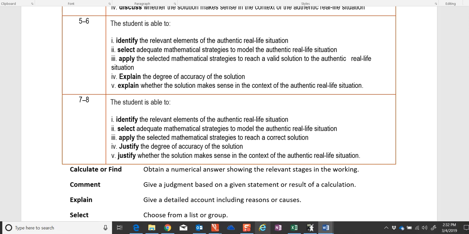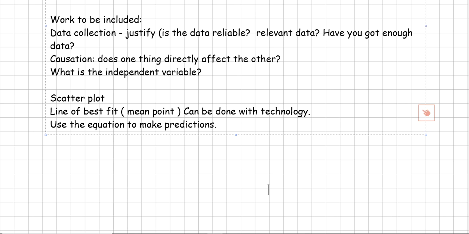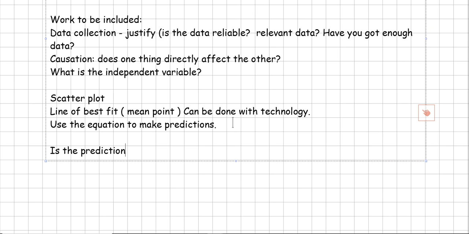So going back to that, how can we discuss whether the prediction is any good? Is the prediction reliable? And what would you look at? Yeah. Scatter plot, how it applies to the context of the situation, and the reliability of the data collection. Yeah, so we've got the reliability of the data, but remember what I said: when we've got a line of best fit, we want to use it to make predictions. We use that equation. How reliable is that equation? It depends on one thing a big time: whether it's interpolation or extrapolation.